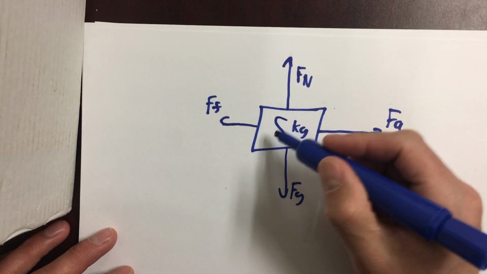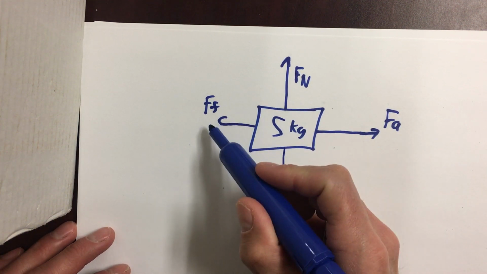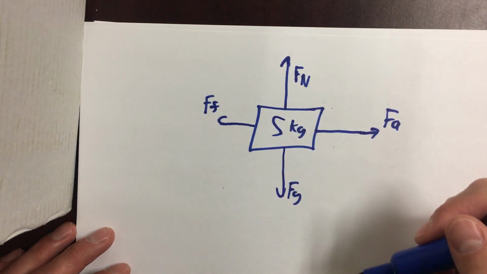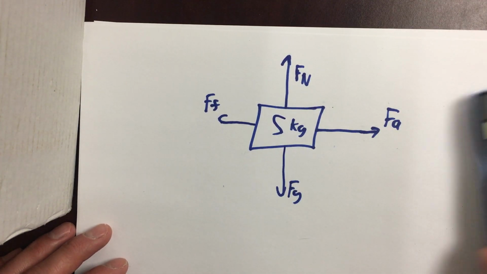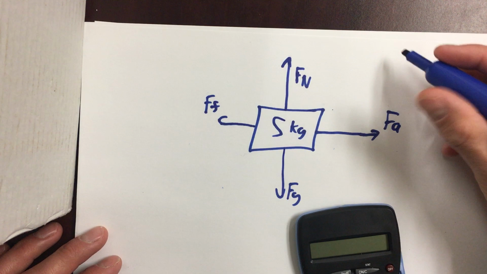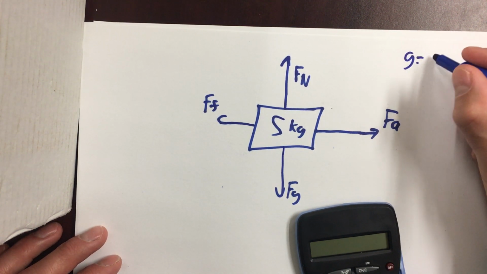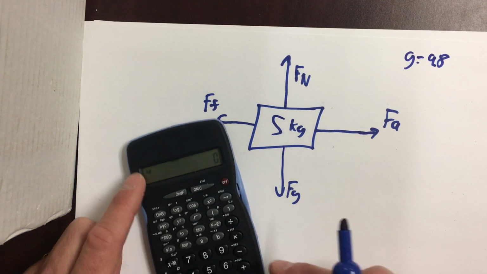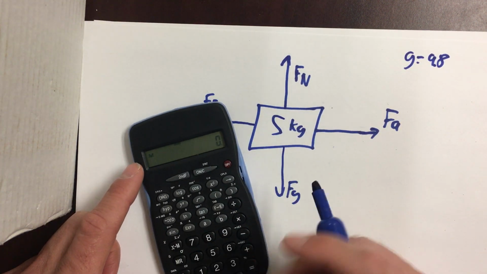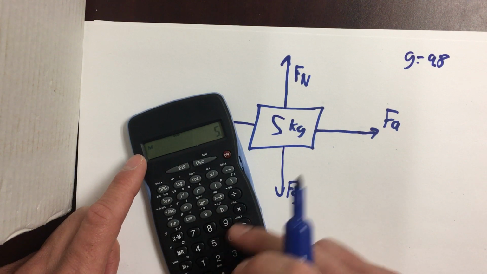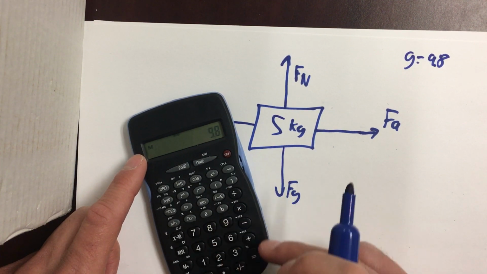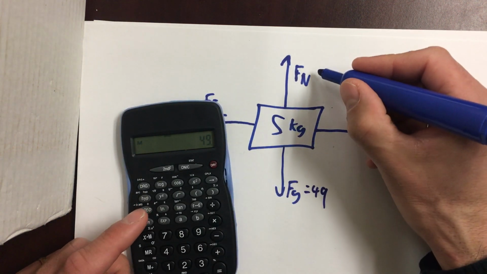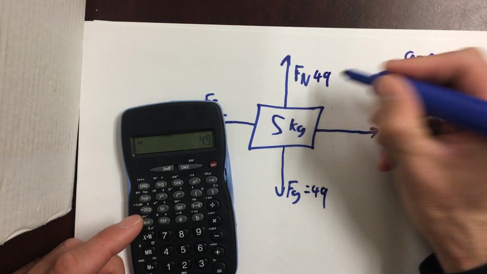Okay, so the top block has a force of friction pulling it back, an applied force pulling it forward, gravity pulling down, the normal force pulling up. It's 5 kilograms, and we're using acceleration due to gravity as 9.8. So my force of gravity is 5 times 9.8. It is, I believe, 49. That makes the normal force pushing upward also 49.